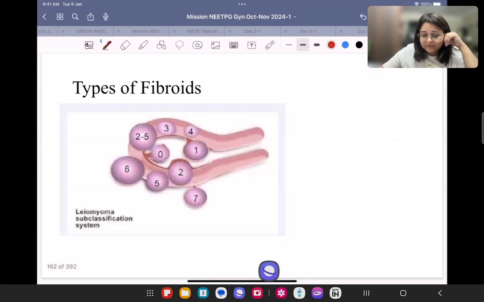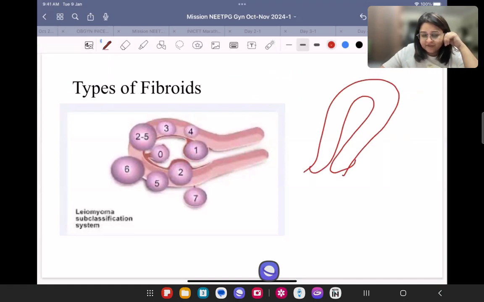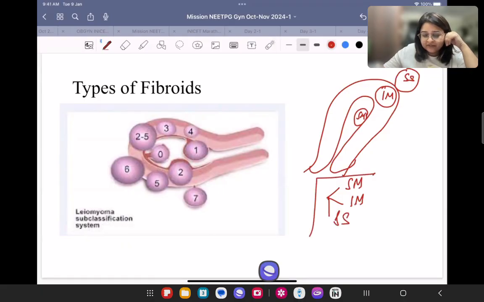Okay. Now the basic types of fibroids are 3. You have a submucosal fibroid, which is within the cavity. We have an intramural fibroid, which is in the muscle. And we have a subserosal fibroid, which is on the outer surface, on the serosal surface. So the basic classification is submucosal, intramural or intramyometrial, and subserosal. Okay, so these are the 3 basic classifications.